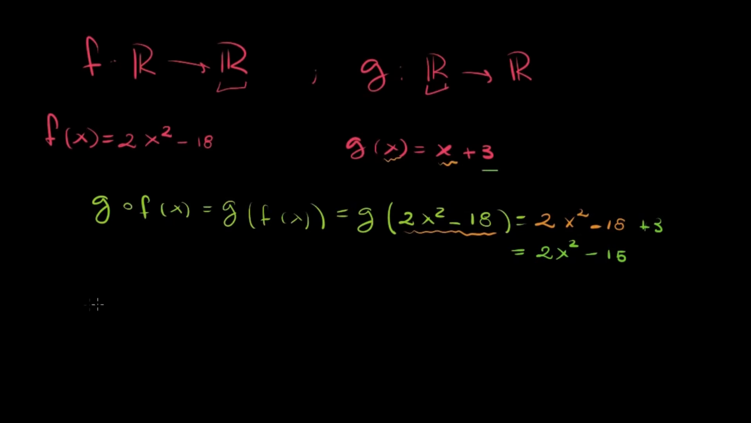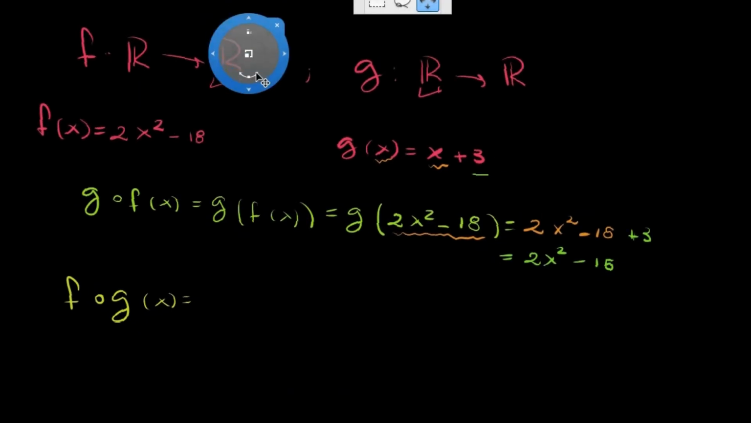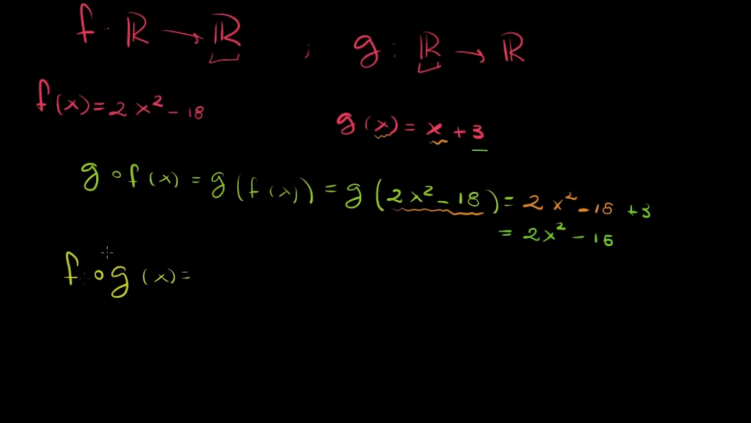Now let's have a look at f composed with g, because they don't necessarily have to be the same. Okay, so f composed with g is the same definition, only the other way around. So this is f evaluated in g of x. Now we know exactly what this is, and it's this definition. So f evaluated in x plus 3.